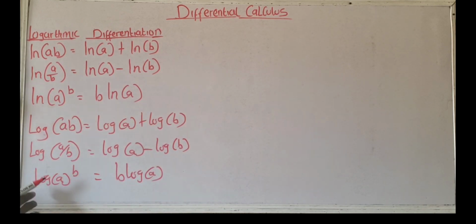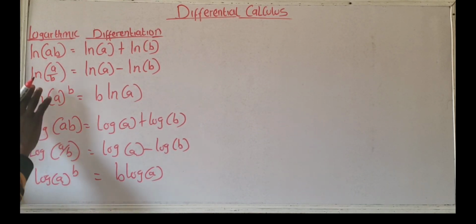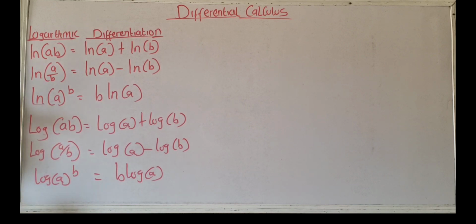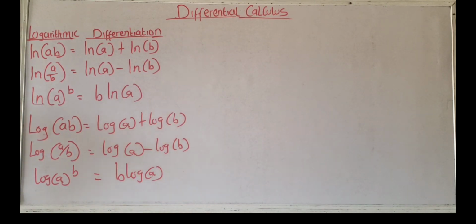Now, see, it is still the same. It's just like changing this log to natural log. This ln that you see here means natural log. Now, having learned the basic rules, this is enough as far as logarithmic differentiation is concerned. Now, let's look at some basic examples before we delve into more complex ones.